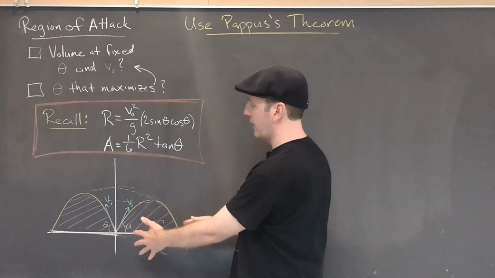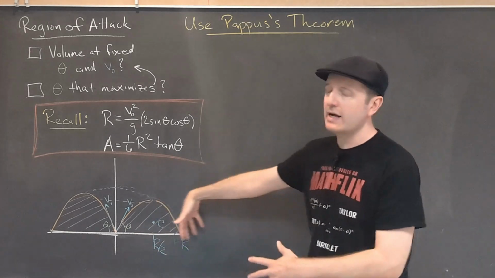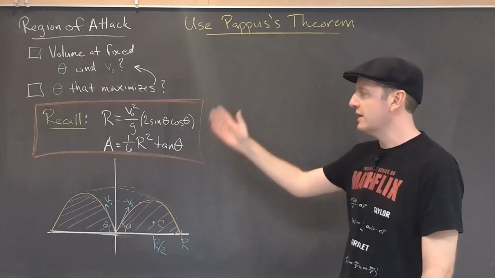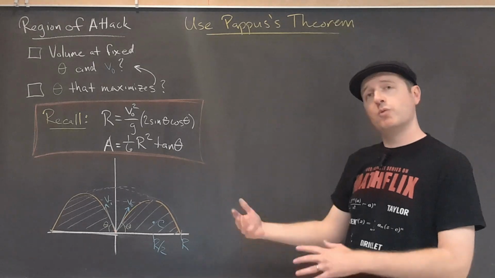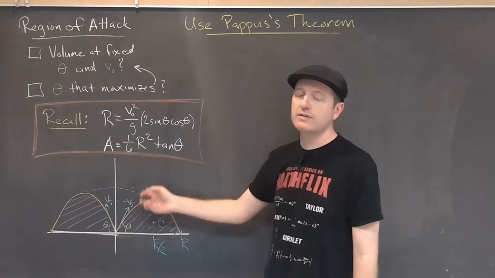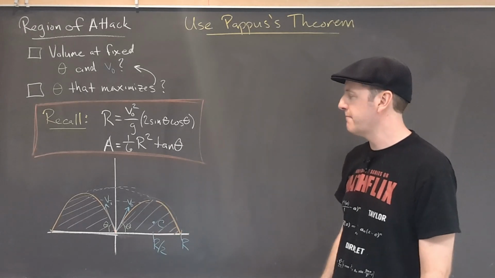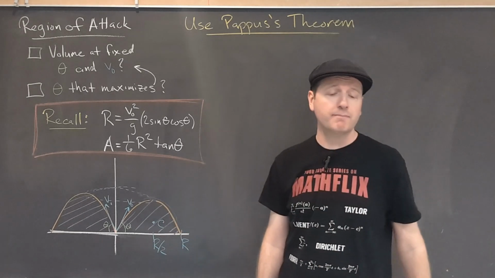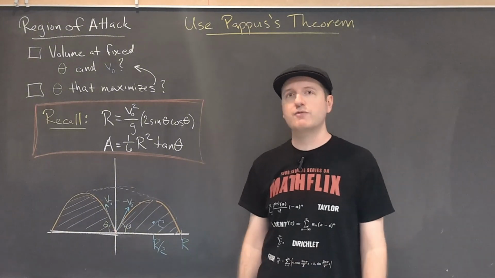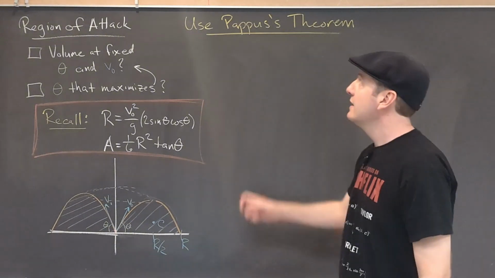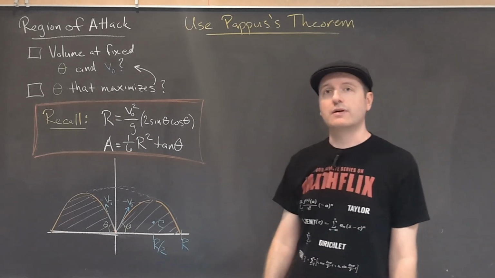I have this area underneath my projectile, and I now want to revolve that area about the vertical axis. So if you want to try working it out that way, maybe using the shell method from Calc 2 would be a convenient way of doing that. I'm actually going to use something a little bit different. I'm going to use a bit of ancient geometry from the Greeks. In particular, I'm going to use Pappus's theorem.